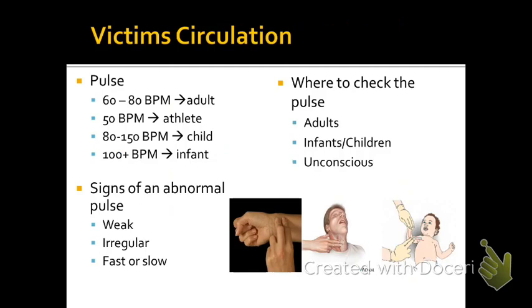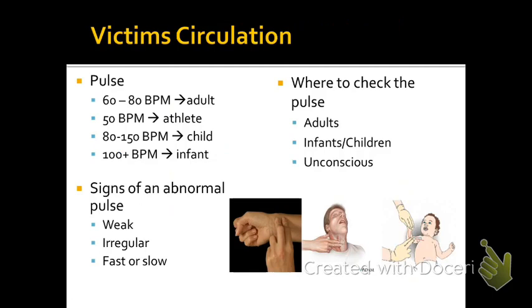So when we check a pulse, typically the average adult pulse is about 60 to 80 beats per minute. Our athletes could be on the lower end of the spectrum, about 50 beats per minute. And then children and infants tend to have higher heart rates, and that's because their body's working more efficiently and fast to pump blood to their small body. And so a child would be about 80 to 150 beats per minute, and then an infant could be 100 plus beats per minute. So do not be alarmed if you are checking the pulse of an infant or a child.